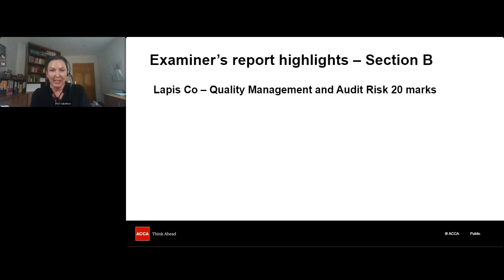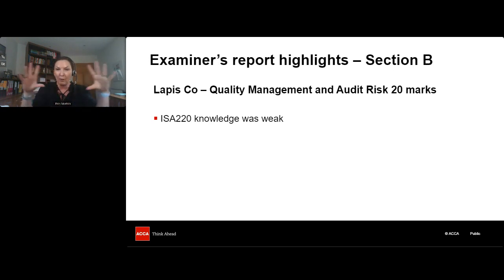The other question that came up in section B was Lapis from our sample paper. So this was looking at audit risk and planning, and it actually included a section on quality management, so on ISA 220. Takeaways from that was that ISA 220 knowledge was quite weak, so it was quite poorly answered. People didn't really know how to approach that question. So make sure, again, you're not ignoring the knowledge areas, that you're not just focusing on application questions, that you are actually looking at the whole syllabus and remembering some of those things that are quite easy to forget.